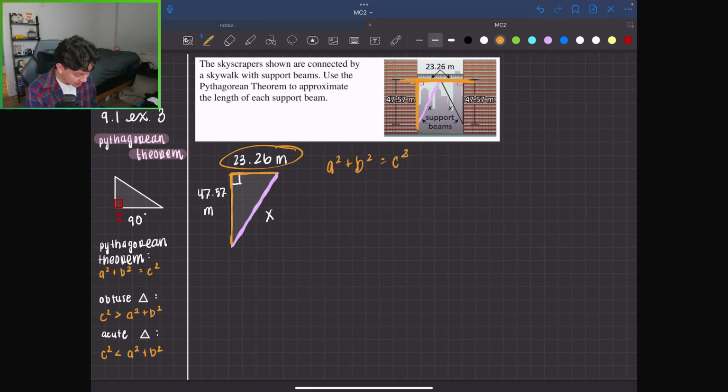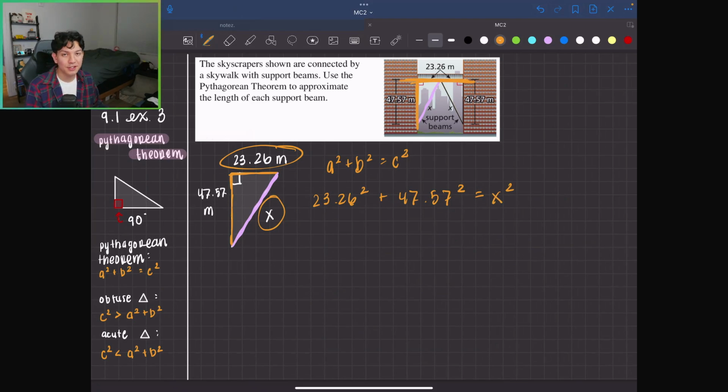Now let's go ahead and substitute all of these values. A and b are just our legs. So it is 23.26 squared plus 47.57 squared, and it'll equal c squared. Our c value is x, which is the hypotenuse, so I'm just going to say x squared instead.